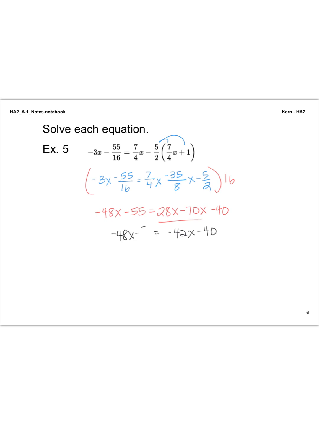Everything is a little bit nicer. I'm going to add 48x to the right side and add 40 to the left. So I'm going to bring this way. When I do that, I'm left with negative 15. And when I bring 48 to the other side, I have 6. So then we'll divide both sides by 6. X equals negative 15 over 6. Both are divisible by 3, so negative 5 halves is our final answer.